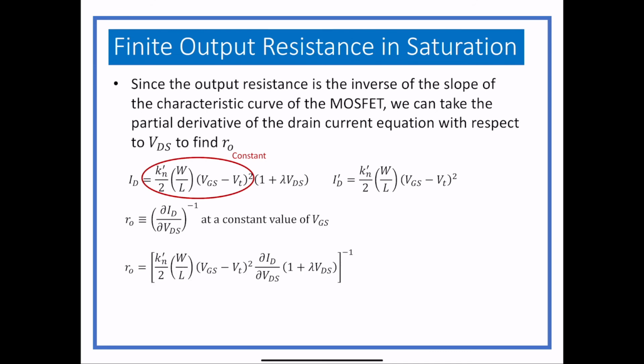So all that stuff is not included in the derivation. All we need to take the derivative of is 1 plus lambda VDS, and we need to invert it eventually. So once we do that, we get lambda, and then we actually get ID prime after that, because the 1 goes away, and lambda VDS, if you take the derivative of that, is just lambda. So we get lambda times the original ID equation, which means that to find this output resistance, we can just take 1 over lambda ID prime, and that will give us the value that we want.